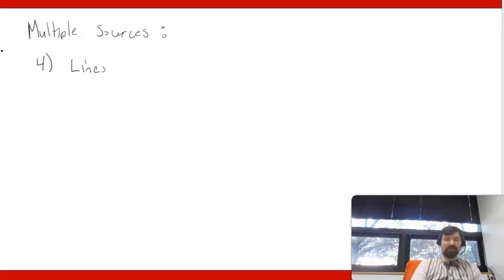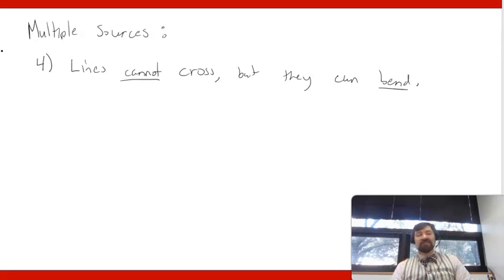Lines cannot cross, but they can bend. Okay, so they can't cross, but they can bend.